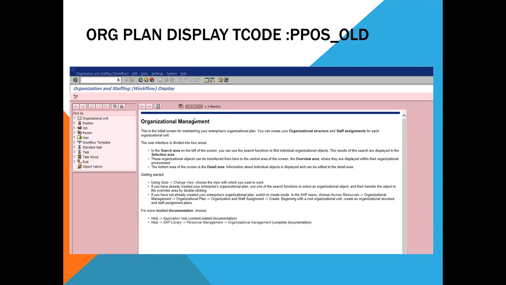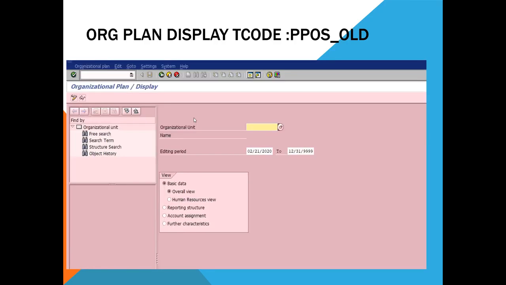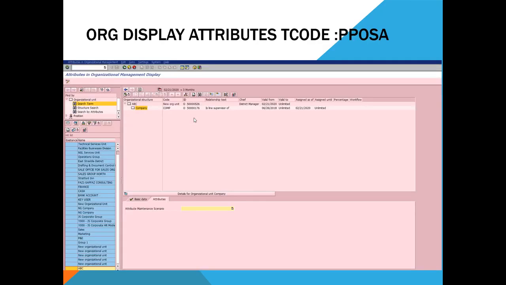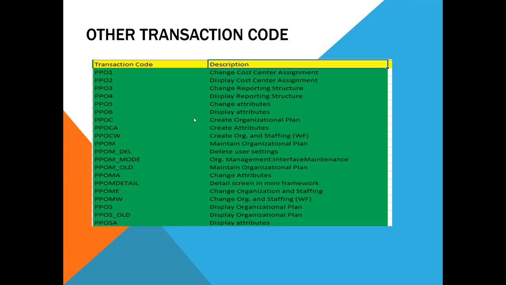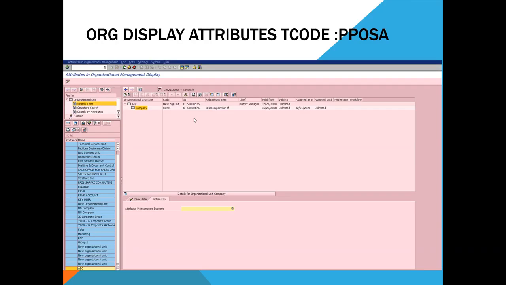And then you have another one, PPOS underscore old. This is old, but it has some stuff. We'll discuss all these things in detail in the system. You can see the organization plan and other stuff. Then you have the org display attributes, where you can see the attributes of different org units. So we will again discuss these things. These are very important transactions that we are going to cover in the system.